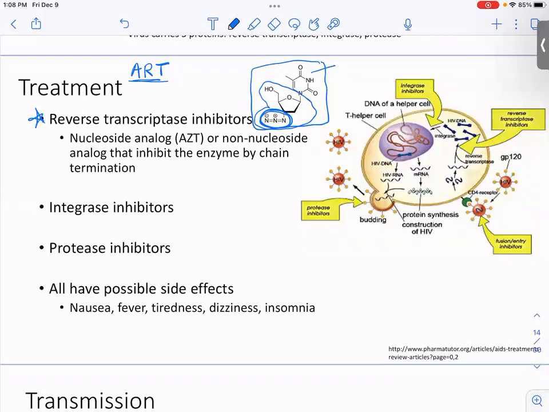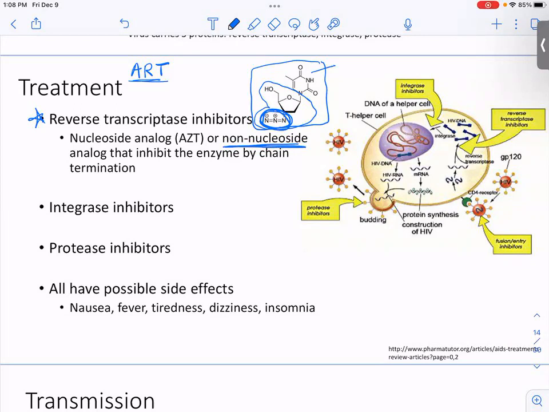So anyway, that's close enough to the structure of a nucleoside that the reverse transcriptase, which is going to make a lot more mistakes than our DNA polymerase 3, for example, will incorporate it into the DNA as it's being replicated. And because there's not a 3' hydroxyl group, that will stop replication. No more nucleotides can be added on there. There are some non-nucleoside drugs that bind to reverse transcriptase and keep it from working. So a little different mechanism there.